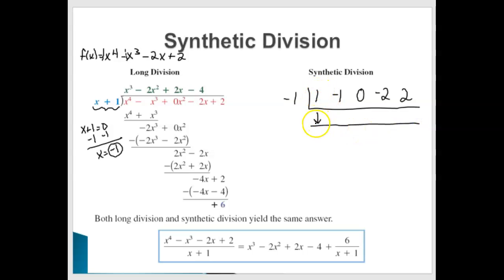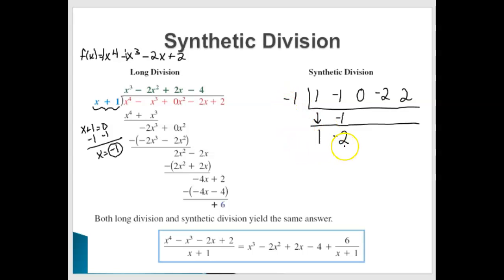Now, the first step in synthetic division is we are going to drop our very first value. Okay? So nothing mathematical to do to it. You just drop it straight down. Okay, now I'm going to multiply. Negative 1 times 1 is negative 1. Now I am going to add in the second column. I'm going to add these values here. Negative 1 and negative 1 is negative 2.